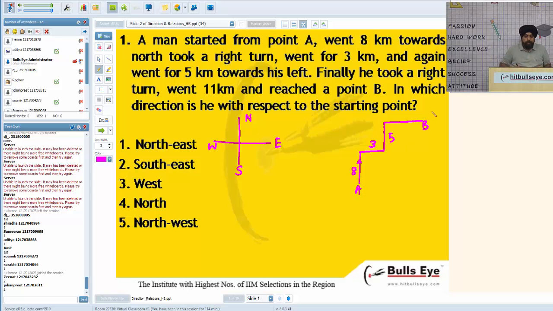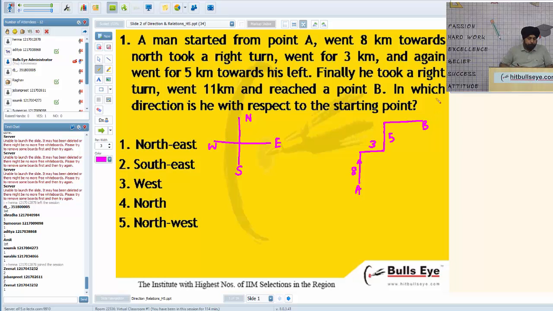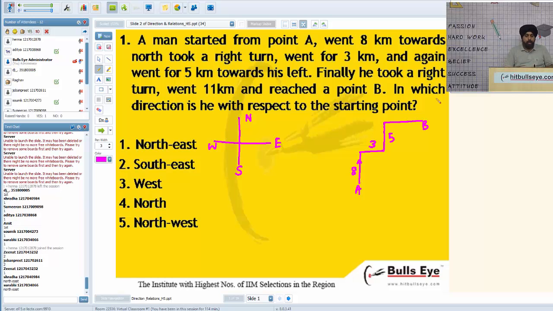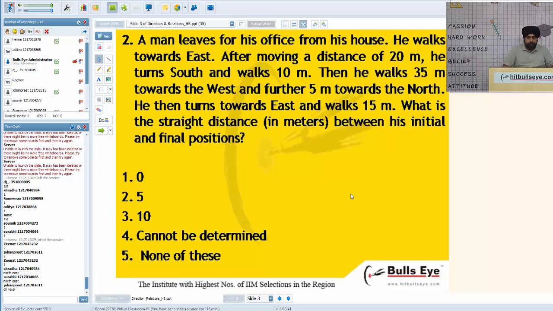Can you tell in which direction this is? Jobanpreet, Zeenat, just see carefully. Yeah, it is upwards and towards the right-hand side. So it is northeast.